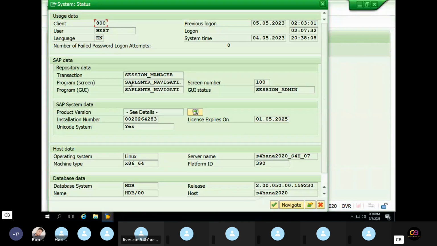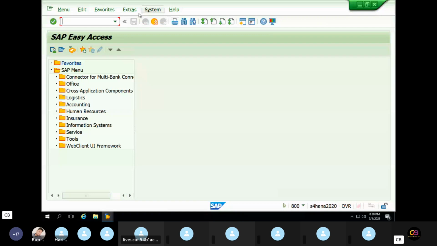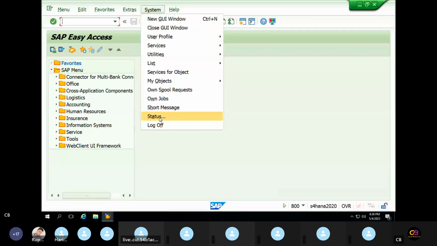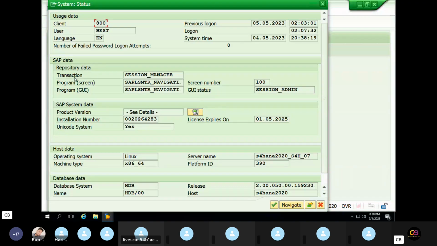So this is SAP S/4HANA 2020 version. You just go to System, then Status, and check. So what is the database? The database is HANA database. Earlier for ECC version, the old versions, the database could be Oracle, MS SQL, or IBM DB2. These are the databases that were integrated with SAP.